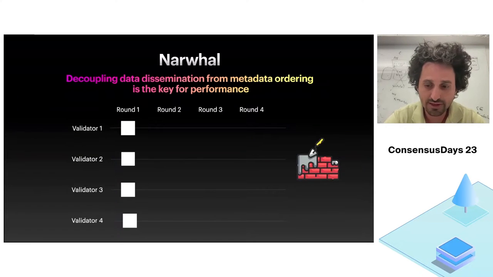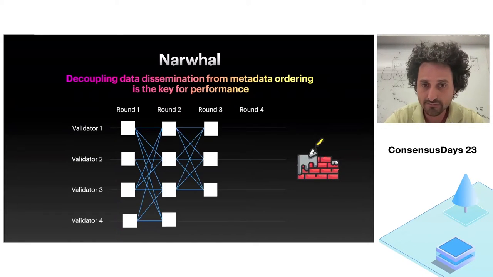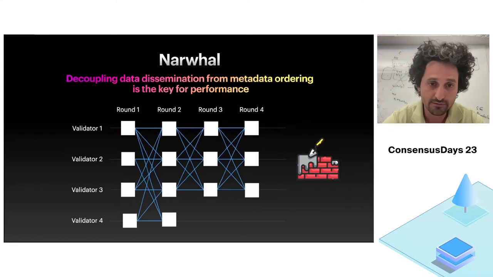The other contribution of Narwhal is building a DAG in a very efficient way. Basically, this is a DAG of messages. Each message has some information about transactions. It can be the transaction itself, but it can also be metadata about the transaction if you decouple data dissemination from the metadata. And each vertex on the DAG also links to vertexes in the previous round.